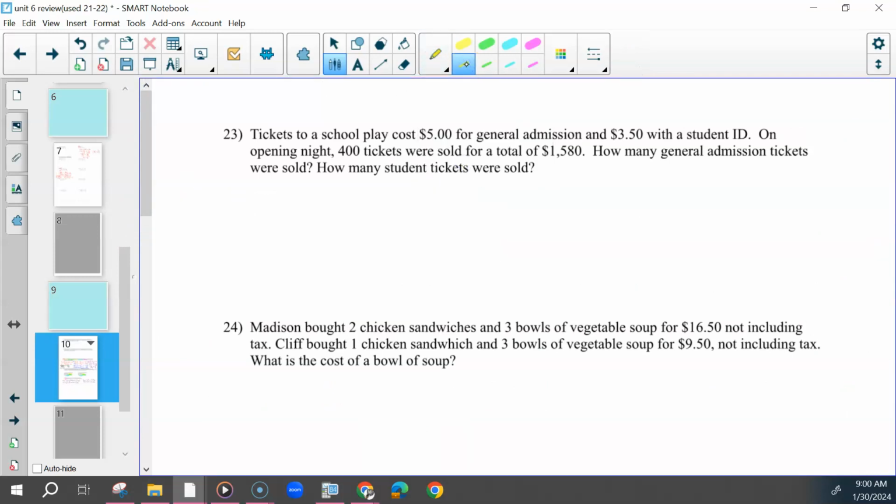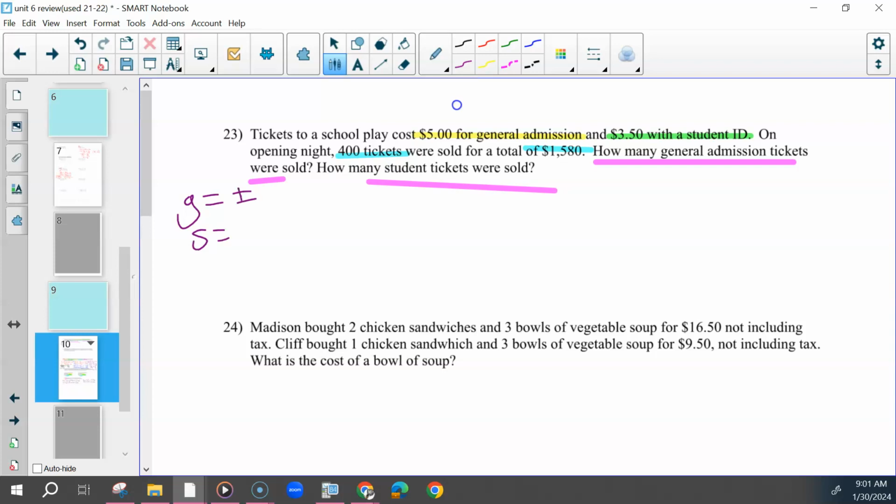So in 23, tickets to a school play cost $5 for general admission, $3.50 with a student ID. On opening night, 400 tickets were sold for a total of $1,580. And we are asked how many general admission tickets were sold and how many student tickets were sold. So your 2 questions define your 2 variables. So let's call it G and S, for number of general admission tickets and number of student tickets.